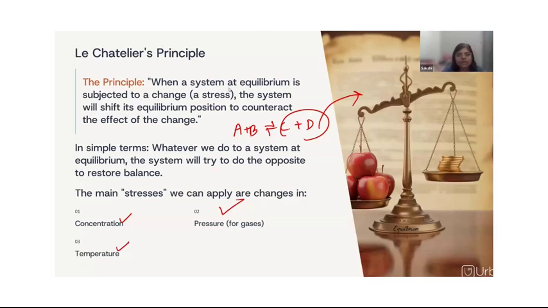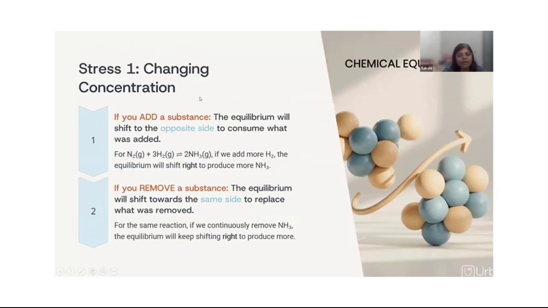Let us understand with the help of an example. For example, Haber's process, which is the formation of ammonia. I have nitrogen in gas form and hydrogen in gas form, which give me NH3, that is ammonia. If you add a substance, the equilibrium will shift to the opposite side to consume what was added. For example, I am adding more hydrogen, I increase the amount of hydrogen.